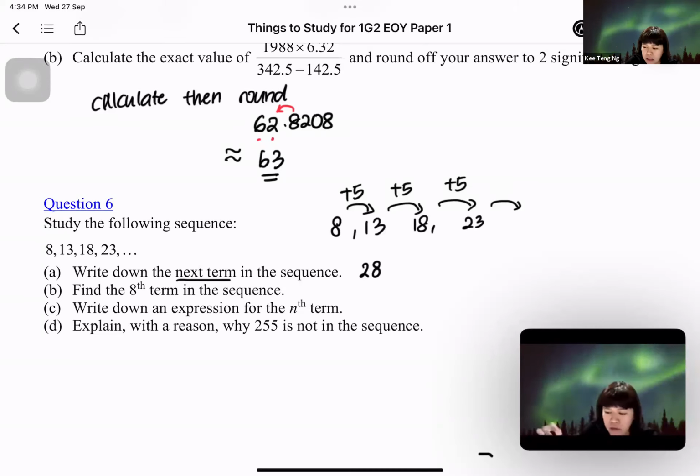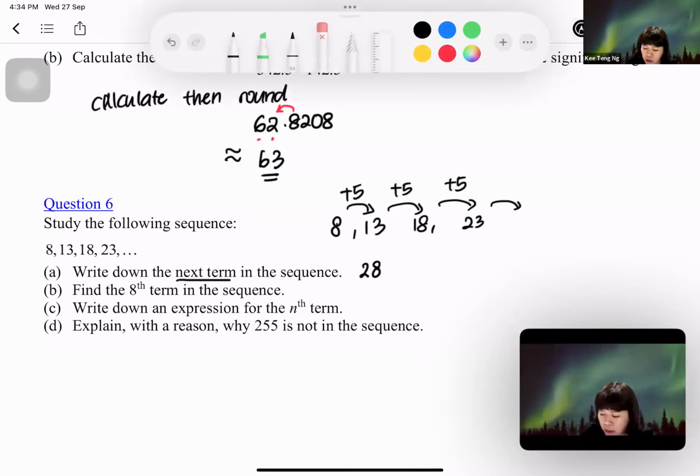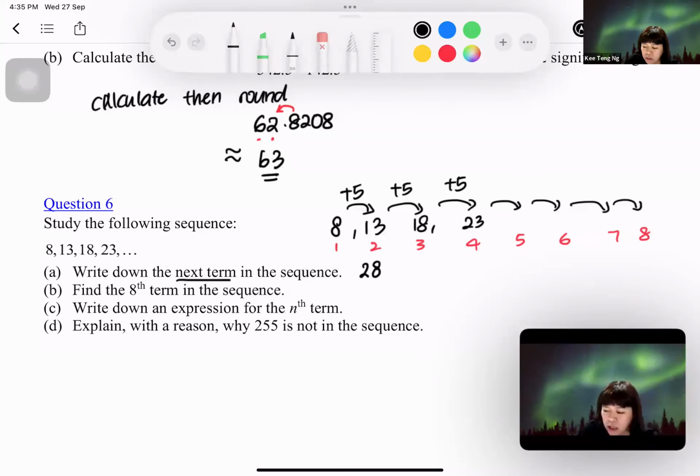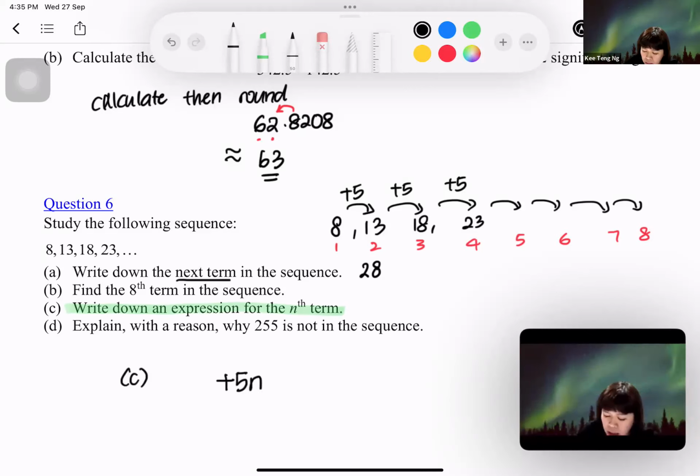Now the question says find the 8th term in the number pattern. So find the 8th term. I have the 1st, 2nd, 3rd, 4th, 5th, 6, 7, 8. If you don't know the formula, never mind. Can I count one by one individually until I get the 8th term? Can, right? So I can continue to get the 8th term. If not, then I will write down the expression for the nth term. Remember, this is +5, +5, +5. So your nth term for part C must have a +5n. Remember to write the n.